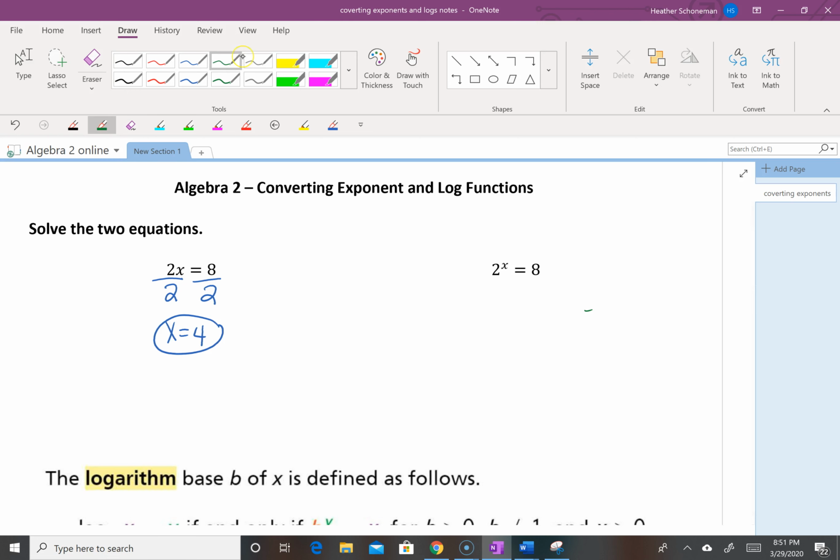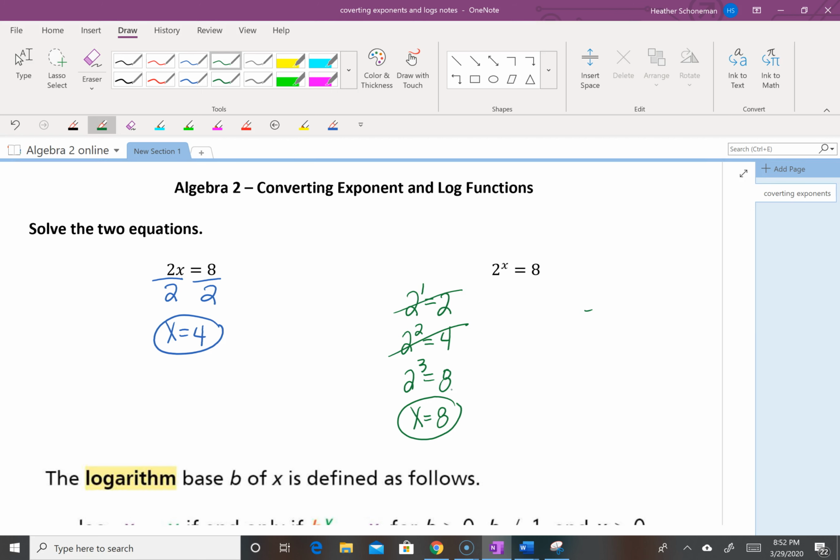Well, if you didn't know how to solve it, you could reason through it and start plugging in some numbers and seeing, okay, well, 2 to the first power is 2. That's not right. 2 to the second power is 4. That's not right. 2 to the third power is 8. Okay, so x must equal 3. And that works just fine if it's something simple. But later on, it's going to be more complex, and we can't really do that.